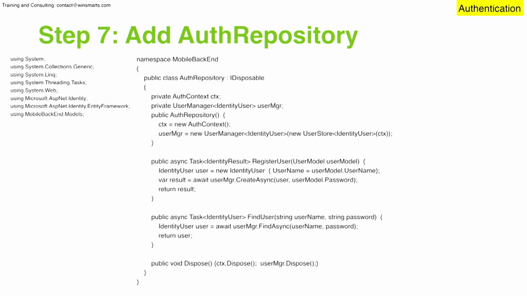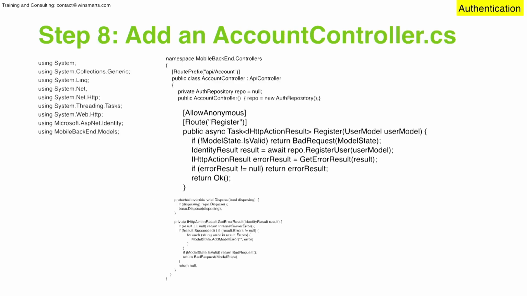Then I added a class called auth repository. And what am I doing in this auth repository? I have two methods, register user and find user. Register user is going to insert a record into the database to create a new user, and find user is going to accept a username and password. You can guess what it'll be used for. Like when I log in, it is going to validate my username and password. So I've created such a backend class.